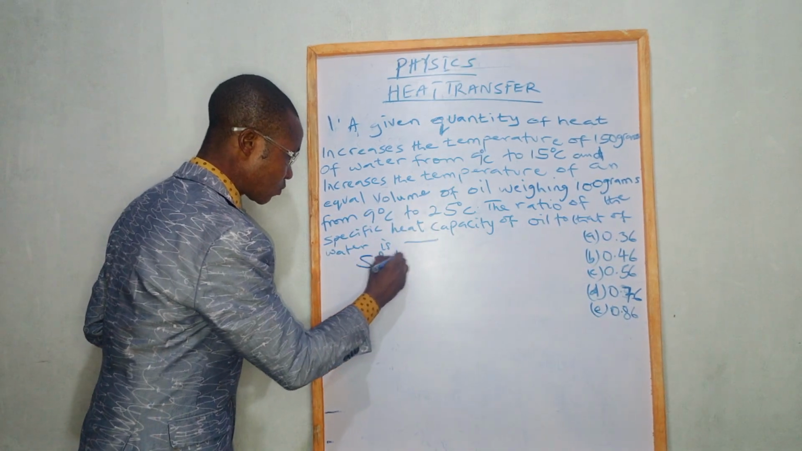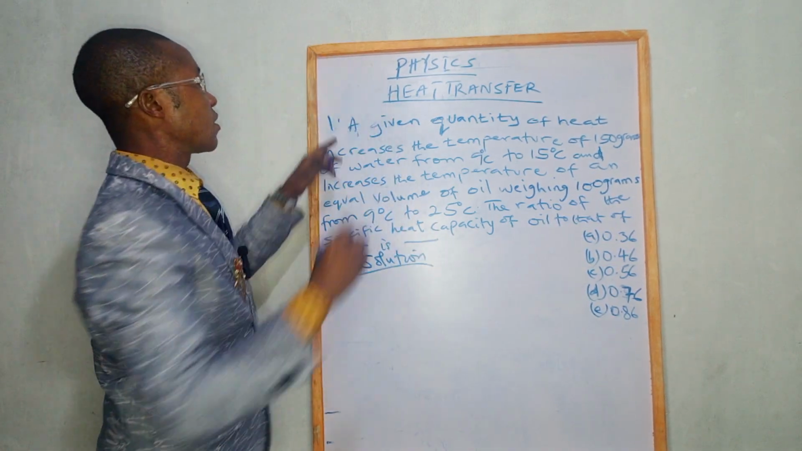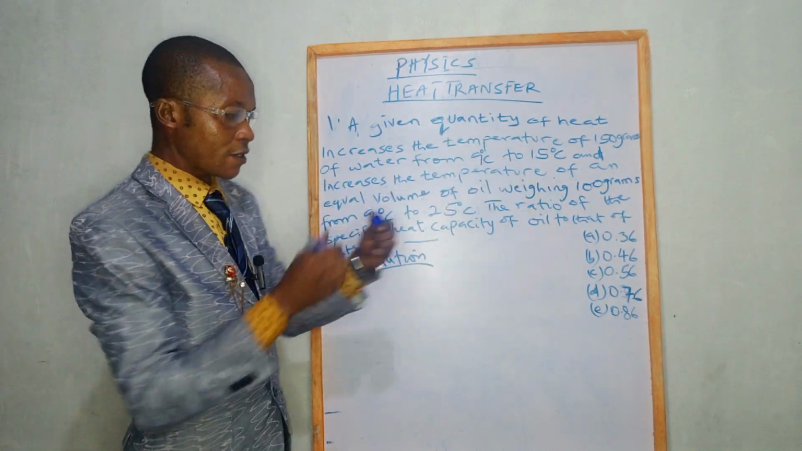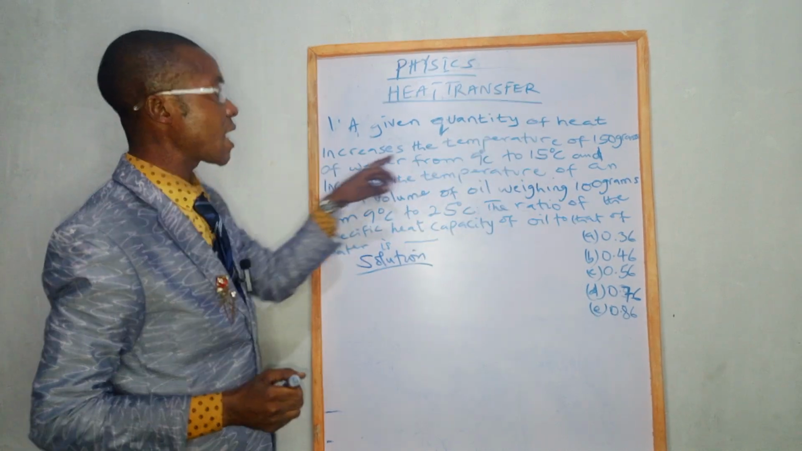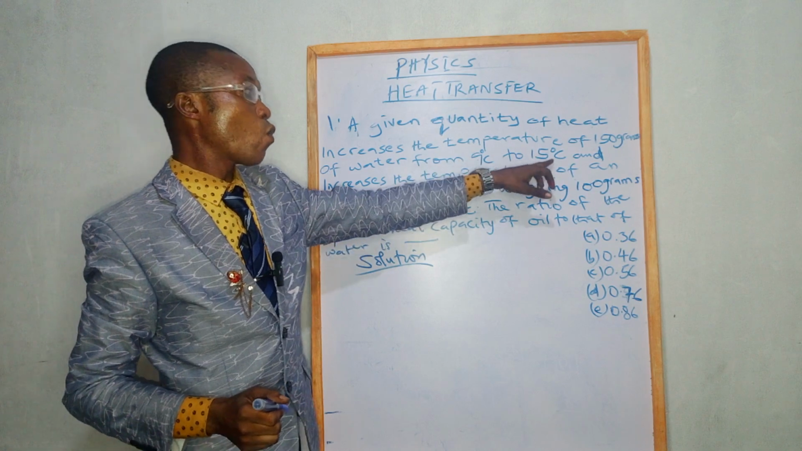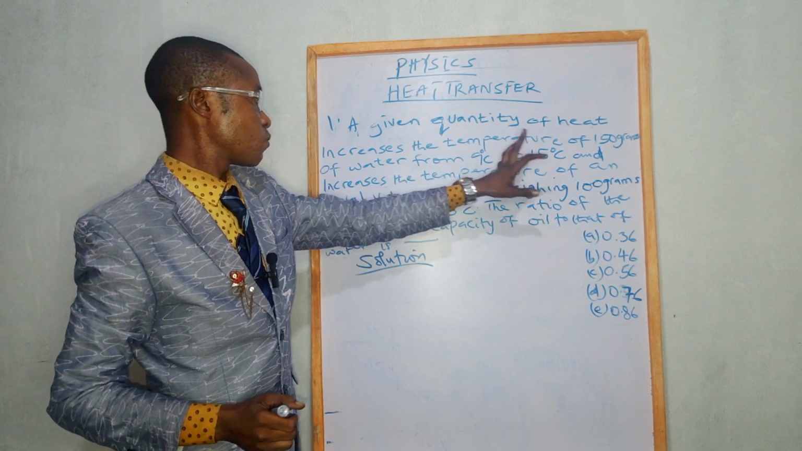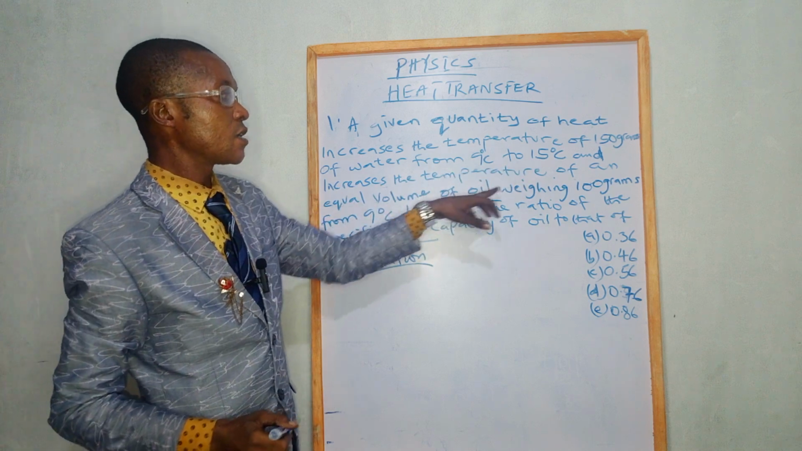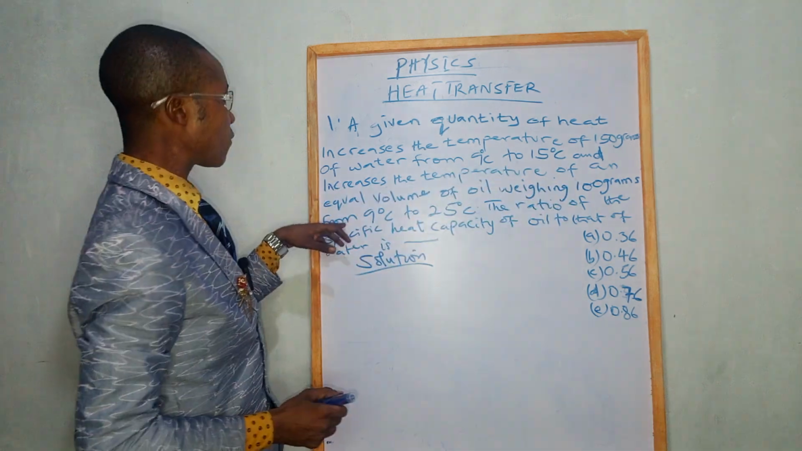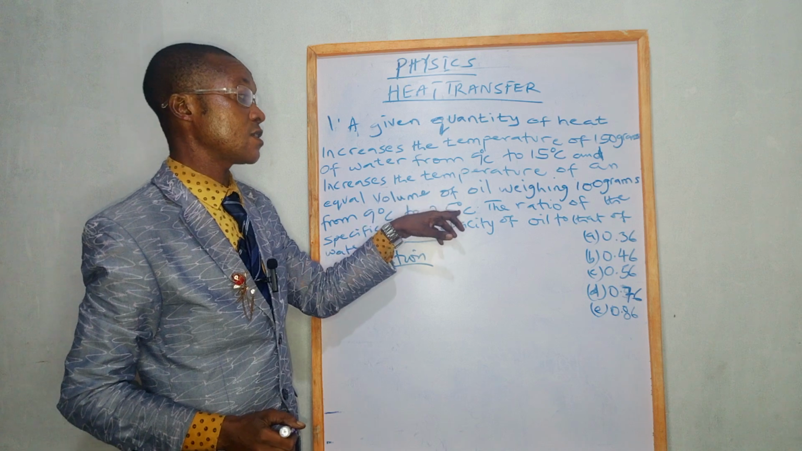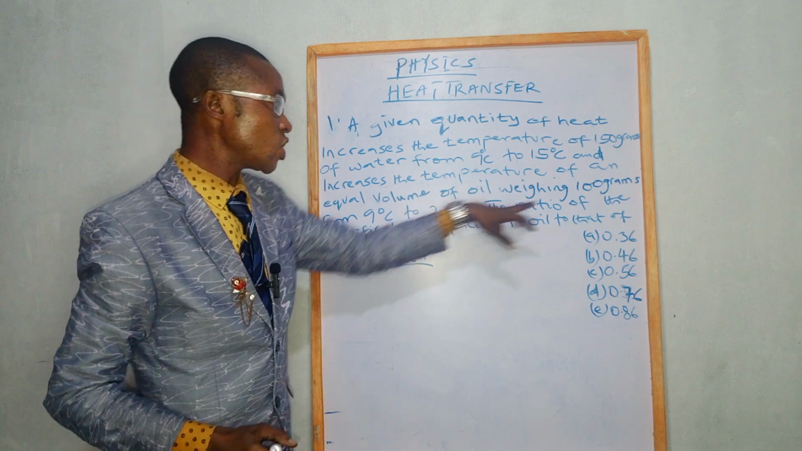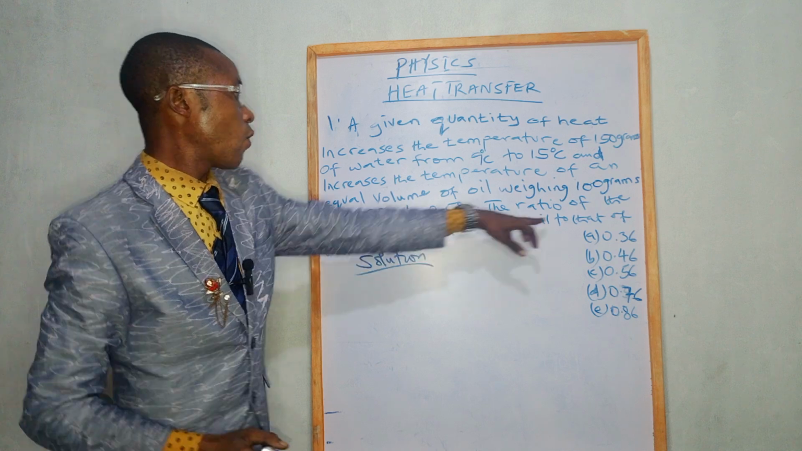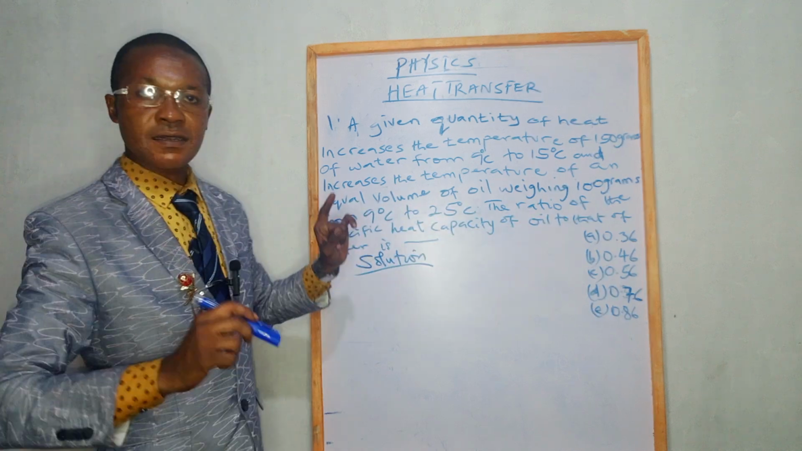Solution. So the question says, a given quantity of heat increases the temperature of 150 grams of water from 9 degrees Celsius to 15 degrees Celsius and increases the temperature of an equal volume of oil weighing 100 grams from 9 degrees Celsius to 25 degrees Celsius. The question now: the ratio of the specific heat capacity of oil to that of water is dash.